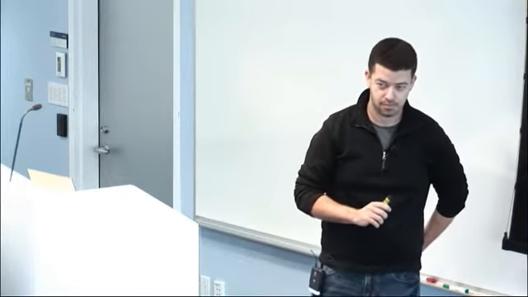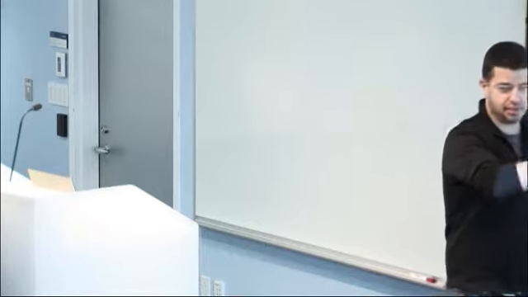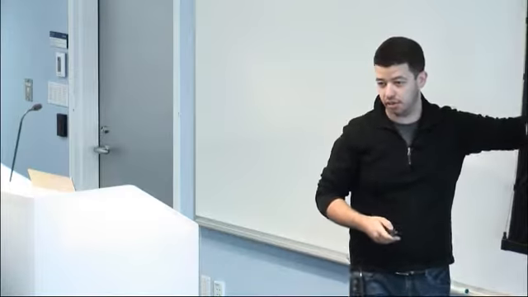And it works with an arbitrary PCP which has this property? Yes. In particular, if you use a PCP with, let's say, quasi-linear length proofs, then the length of what you send is almost linear in the original witnesses.